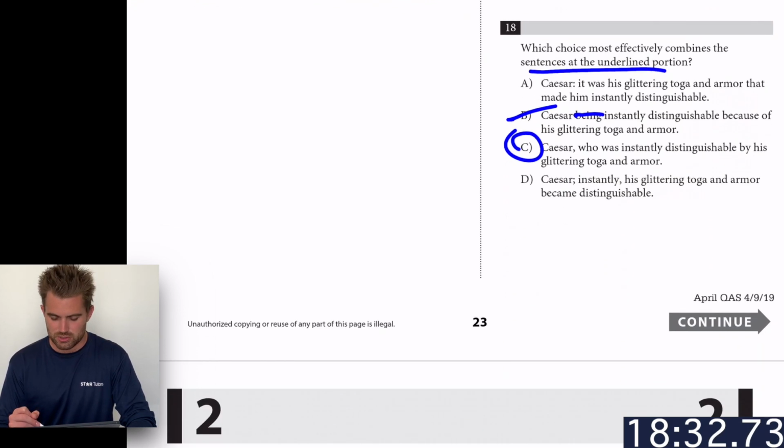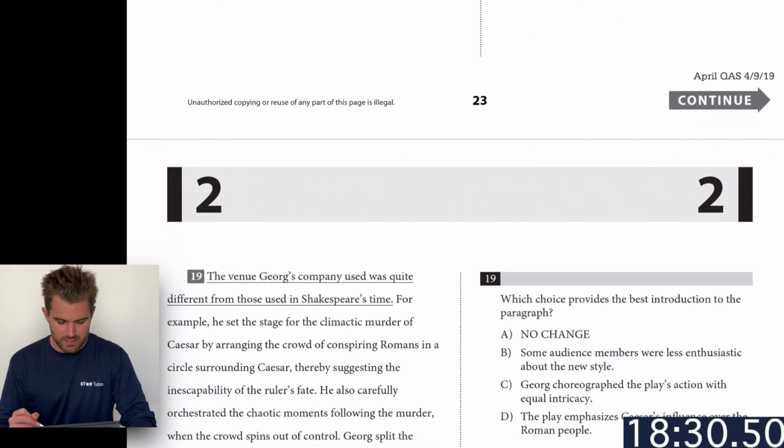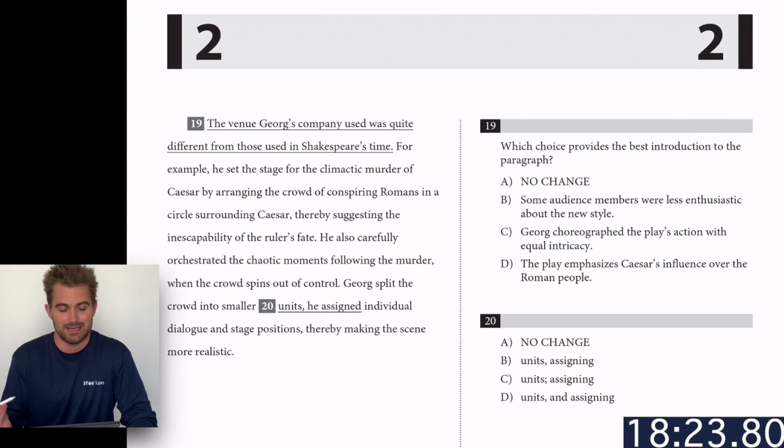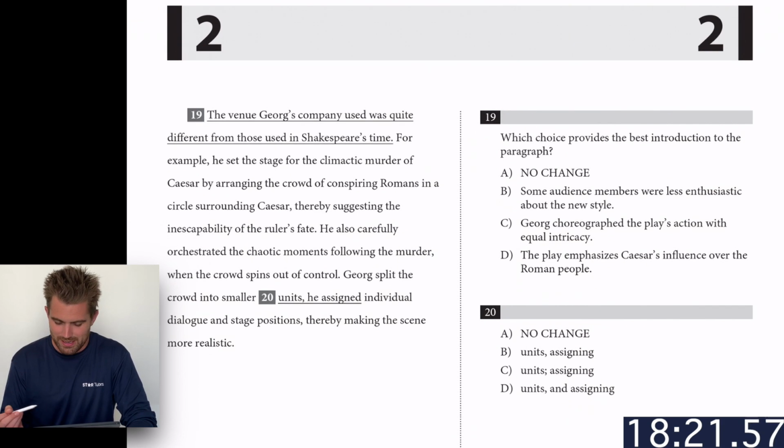Who is a pronoun describing Caesar. It's a modifying phrase. I think that's easy. It sounds the best of those ones too. I don't usually want to go off of sound, but in that case, I think it just does sound the best. So that's probably right, I think.